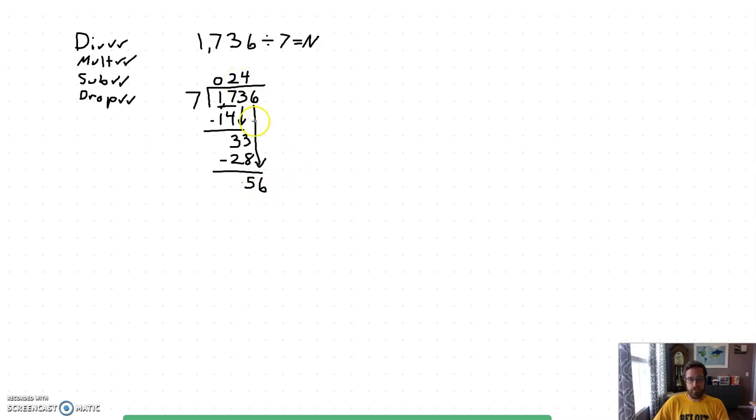So now I just dropped my 6 to make this 56, and that's what I'm dividing by 7. 7 times what gets me closest to 56 without going over? Well, that would be 8. Great. Now I just wrote my 8, so that's what I'm multiplying times 7, which is 56. Now I subtract: 56 minus 56 is 0.